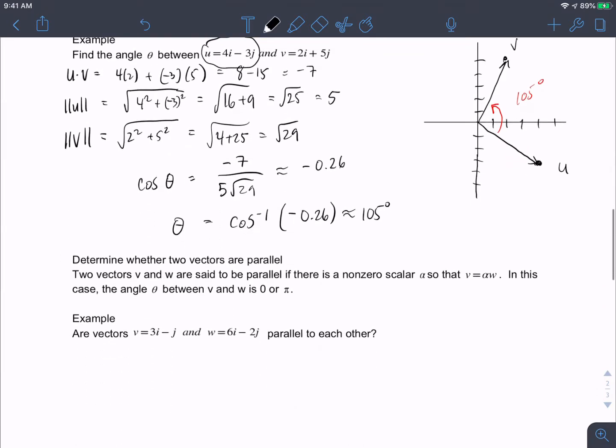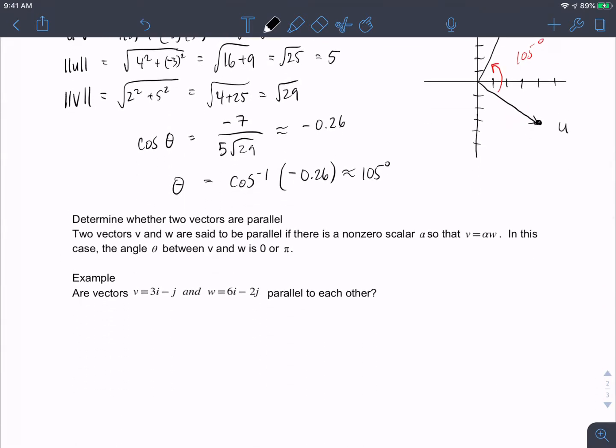Let's go on to the next thing. And we can see now we're going to determine whether two vectors are parallel. And so to see if they're parallel, there's two ways we can show it. One of the ways is to show that we have one vector is equal to a scalar times the other, or to show that the angle between the two vectors is either 0 or pi. So let's see if we can do that with this problem that we have here.